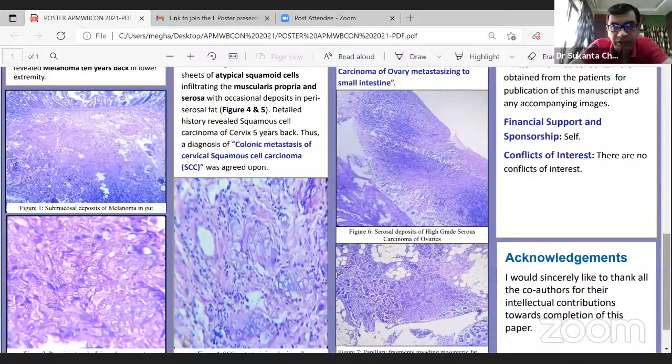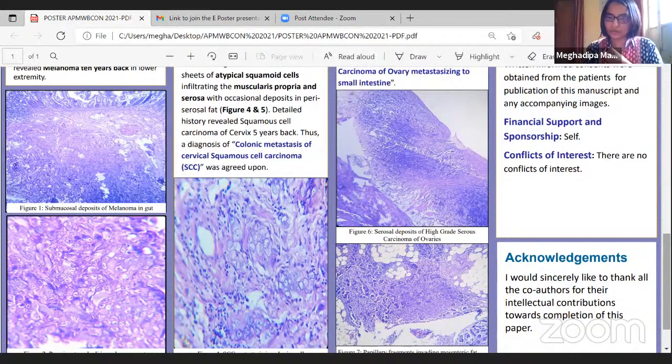Yes, Meghadeepa, very nice presentation. Thank you, sir. In all the three cases, you have highlighted history as a very important tool of searching the primary or recognizing it as a metastasis. It is very true. Can you tell some other factors which are helpful for identifying a primary apart from history? That it is the primary colonic neoplasm.